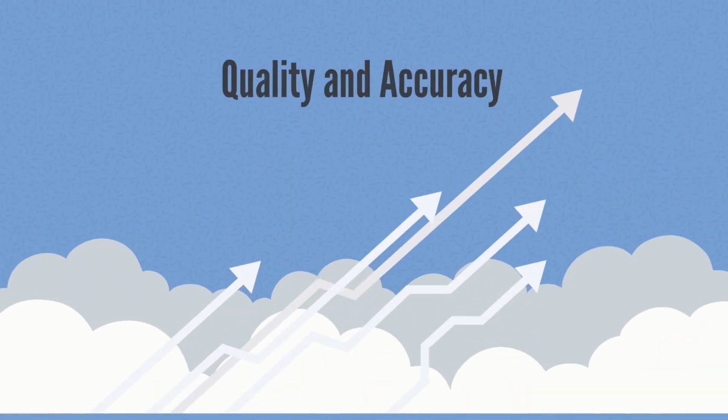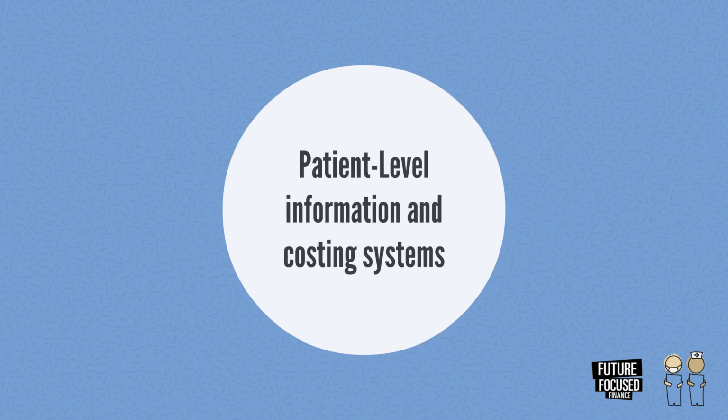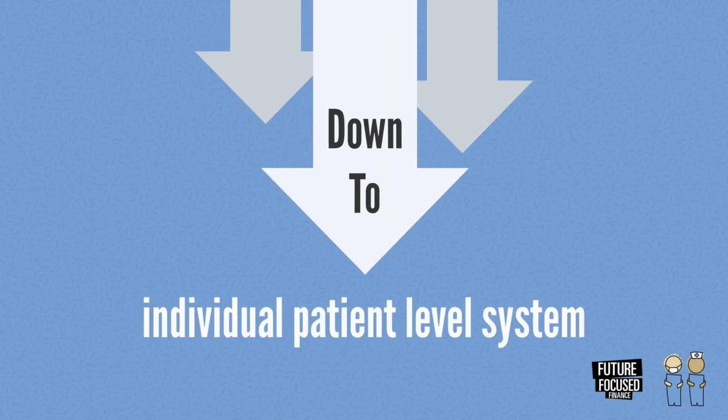In recent years, there has been a drive to improve the quality and accuracy of costing data. This has led to the introduction of systems called patient-level information and costing systems. This allows us to allocate our costs down to an individual patient level.